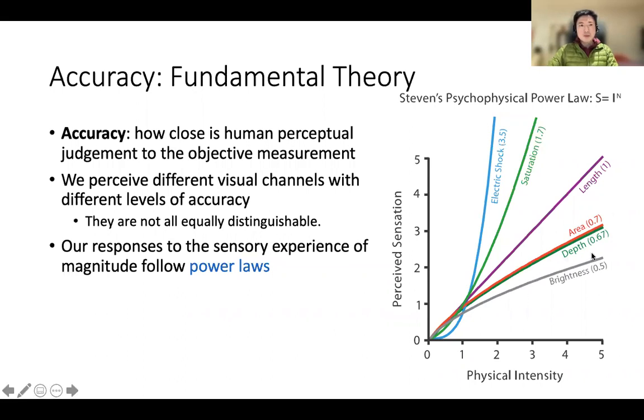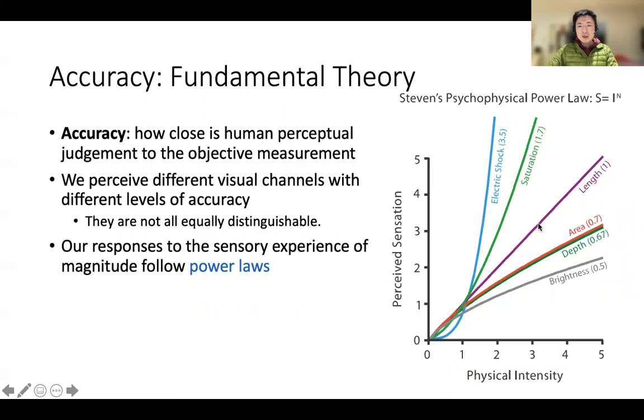And then similar for depth. Depth is in 3D visualization. So the further away from you, the larger the value, the actual values you perceive are smaller than the real value. And the factor is about 0.67, and the brightness is an even bigger difference, only 0.5, about half the value. So if you show a value change, or a value of 5 in brightness, what people might perceive is something like 2.5.